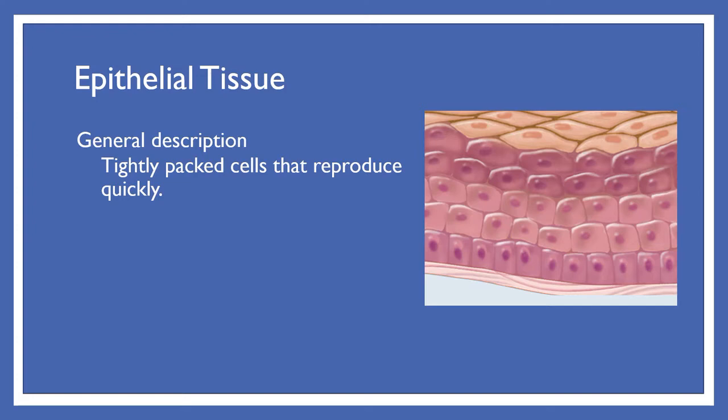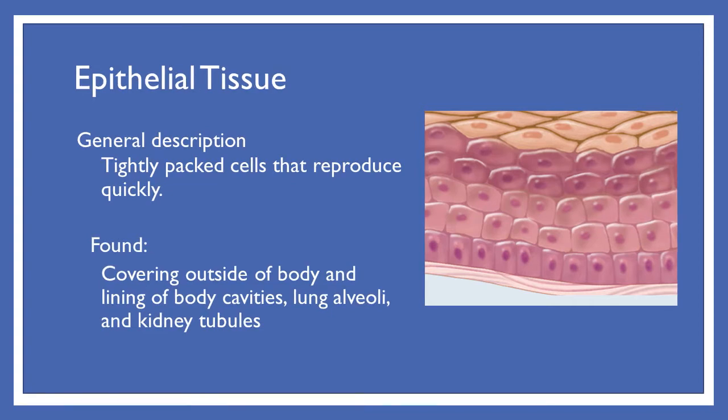So if you see tissue that looks like bricks being stacked up and tightly packed together, you're probably looking at epithelial tissue. Epithelial tissue is found covering the outside of the body and lining your body cavities, your lung alveoli, and your kidney tubules. Basically, everywhere that's exposed to the external environment is lined by epithelial tissue.